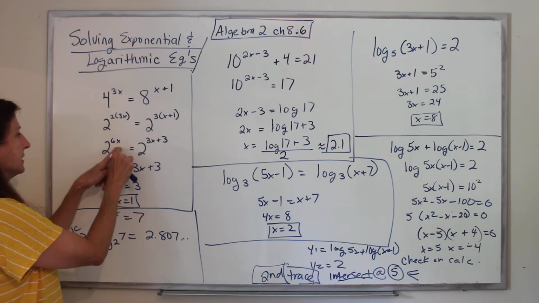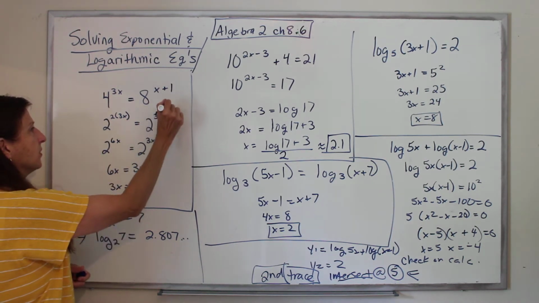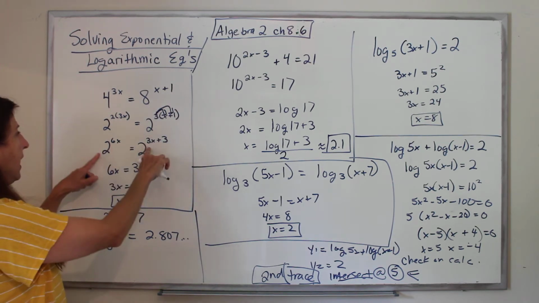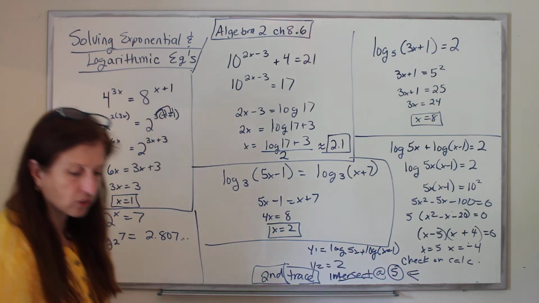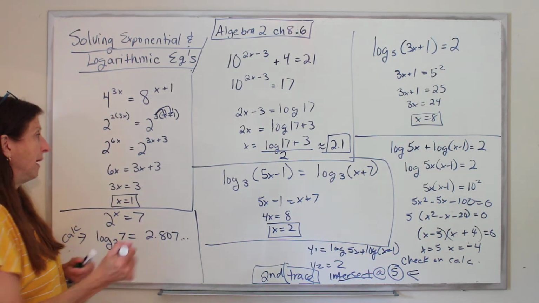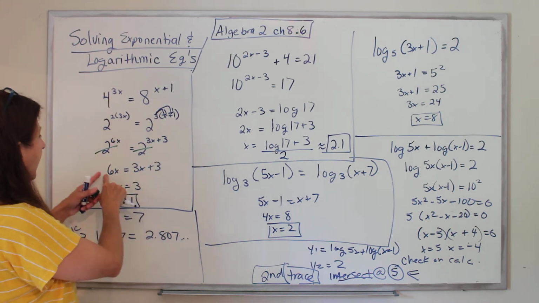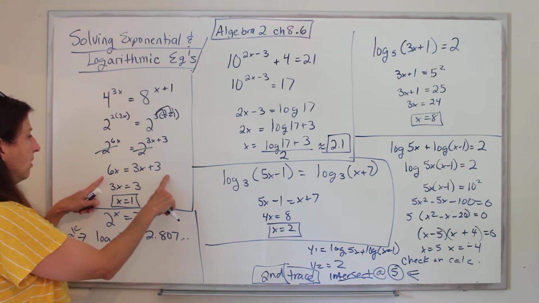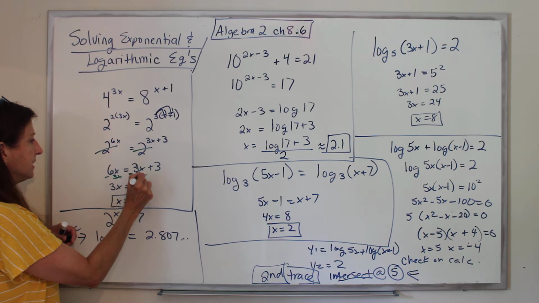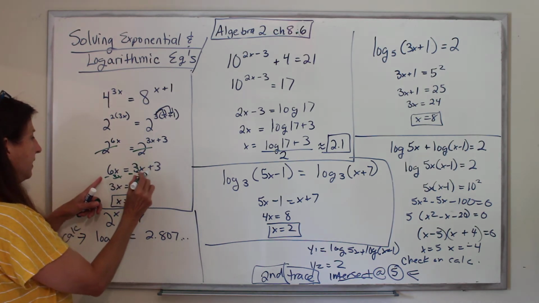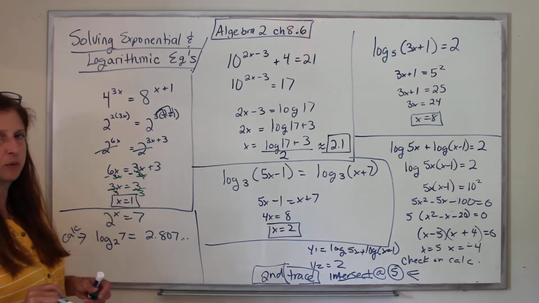2 times 3x is 6x, and 3 times x is 3x, and 3 times 1 is 3. Now, if you have the same base on both sides, there's a rule that you can cross them out. I love this rule. So those cross out, and these drop down, and then I can just solve it. I can do minus 3x to both sides, and then I have 3x equals 3, then divide both sides by 3, and x equals 1.